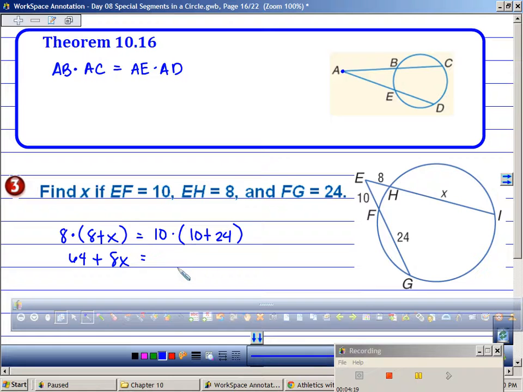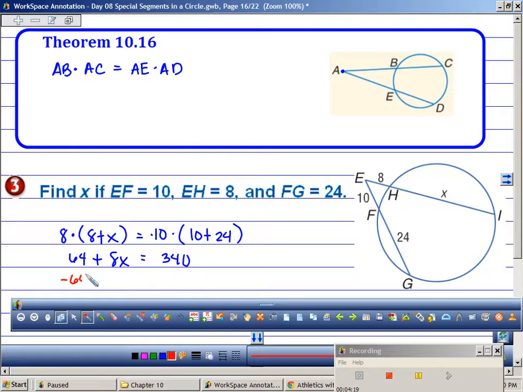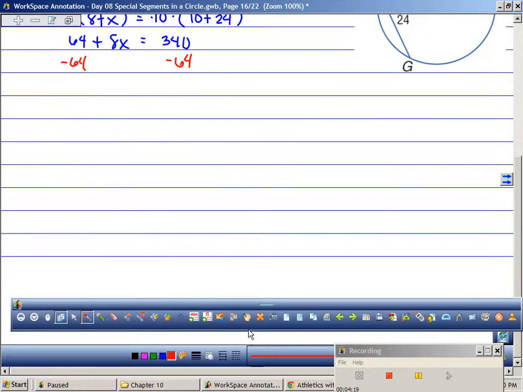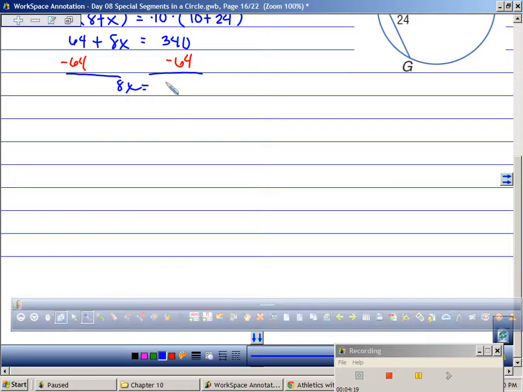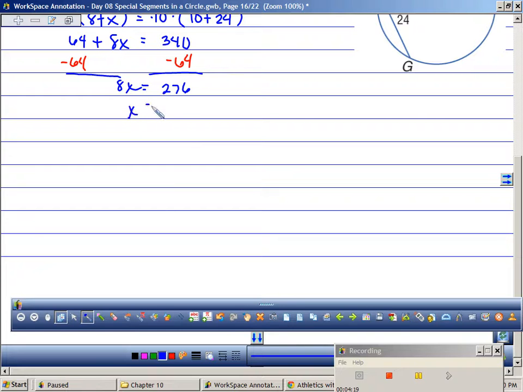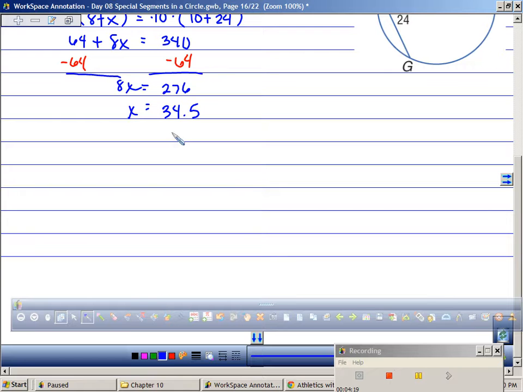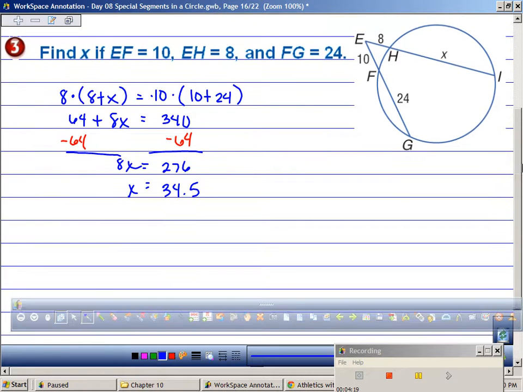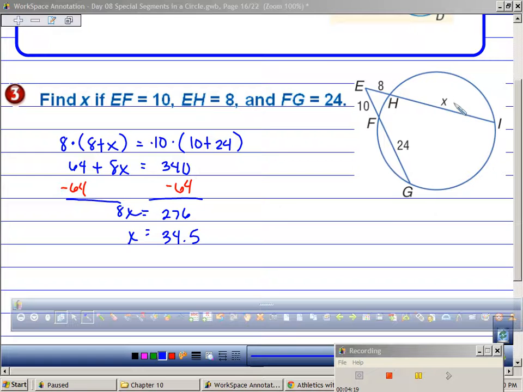I think you guys can do that. Subtract 64 from both sides. Give this what? 8x equals what? 276. If you divide by 8, you get 34.5. Questions on that? So that tells me that this segment right here would be 34.5.